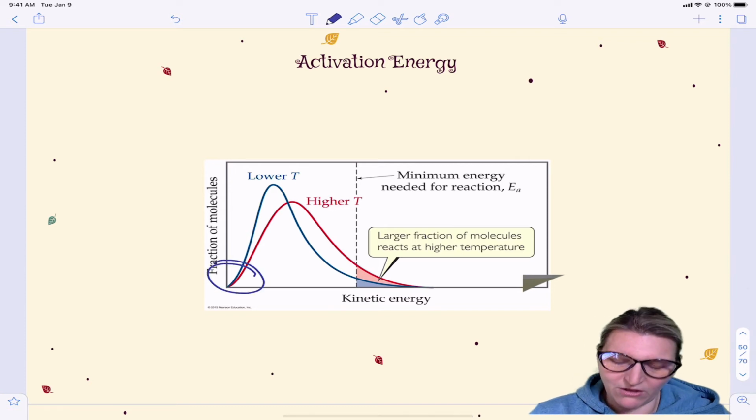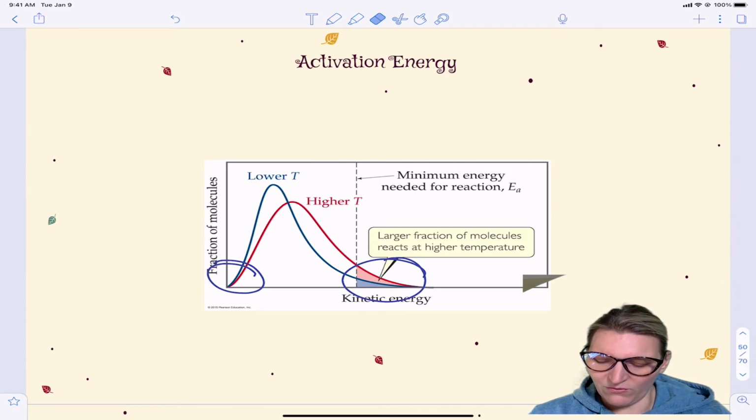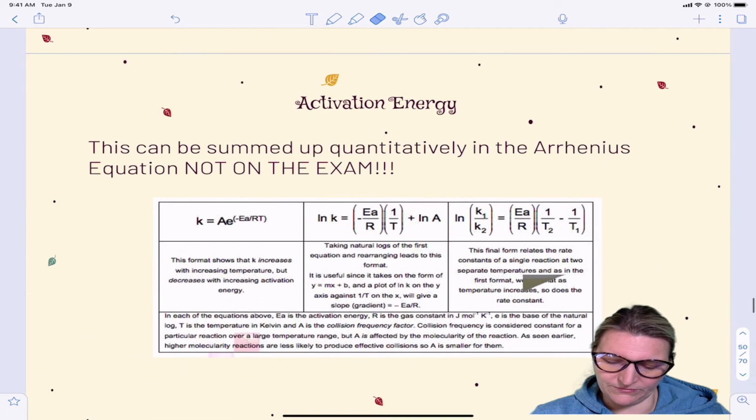There's always some molecules that have very little energy, no matter what temperature there is. There's always some molecules that have a lot of energy, no matter what temperature it is. But with the red line here, you can see when we heat up the system, more molecules have more energy. And now we can say more molecules have more energy to overcome, that's the wording that we would use, to overcome the activation energy. That's why reactions speed up as the temperature increases.